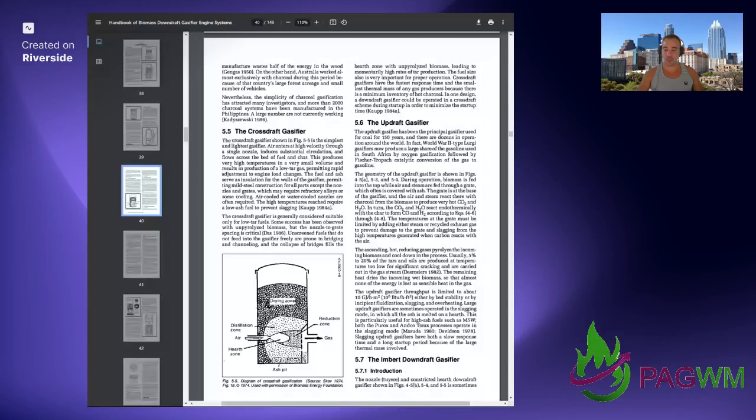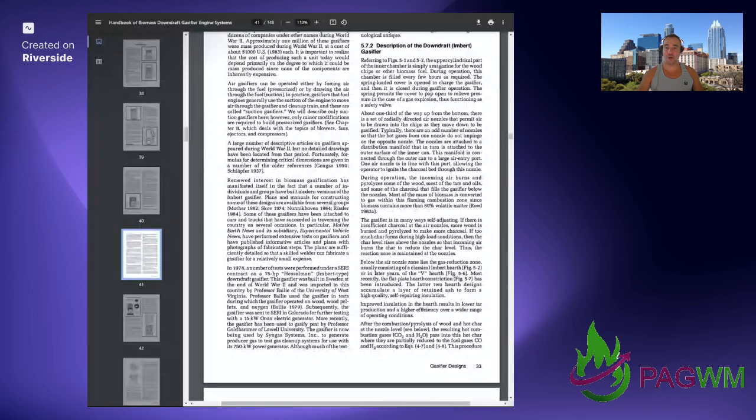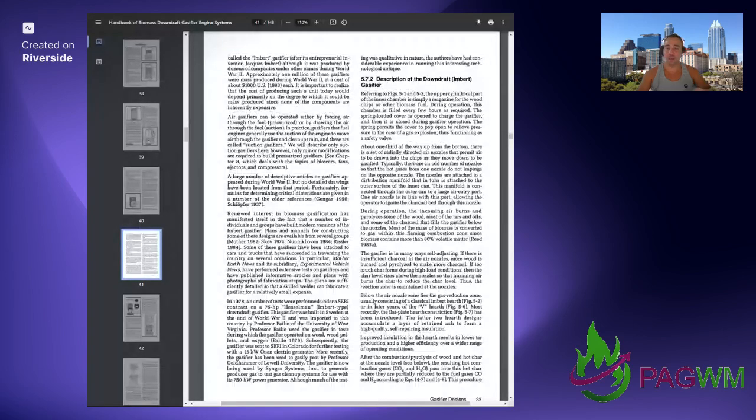Here's the intro. The nozzle and constricted hearth downdraft gasifiers, shown in figures 4.4, 5.4, and 5.5, is sometimes called the Imbert gasifier after its entrepreneurial inventor, Jacques Imbert, although it was produced by dozens of companies under other names during World War II. Approximately 1 million of these gasifiers were mass-produced during World War II at a cost of about $1,000 in 1983 US dollars. I don't know if that's a million today or something.